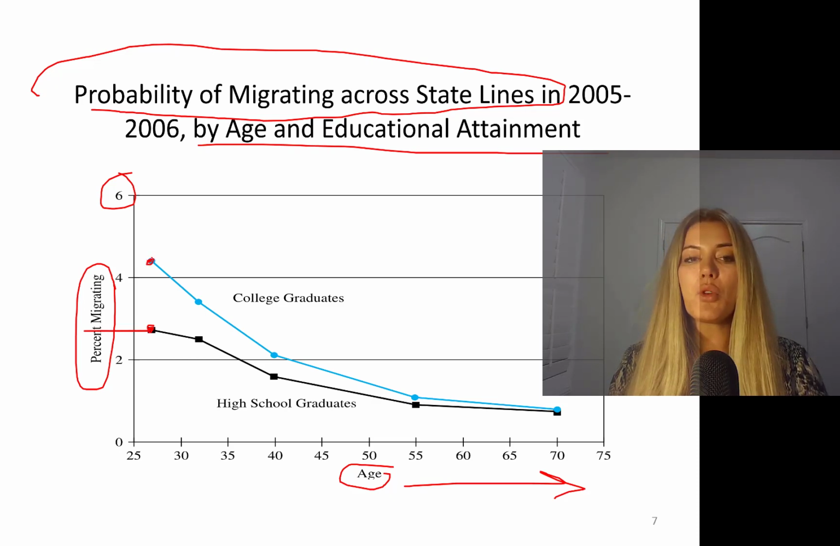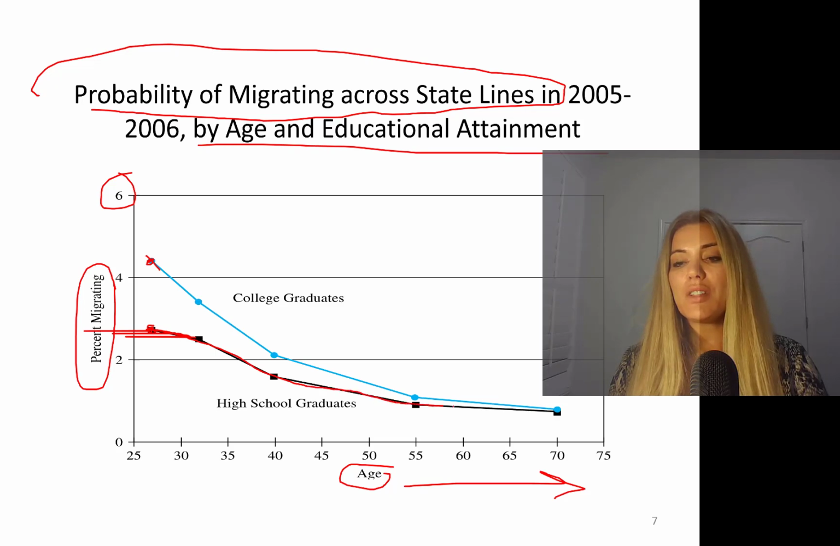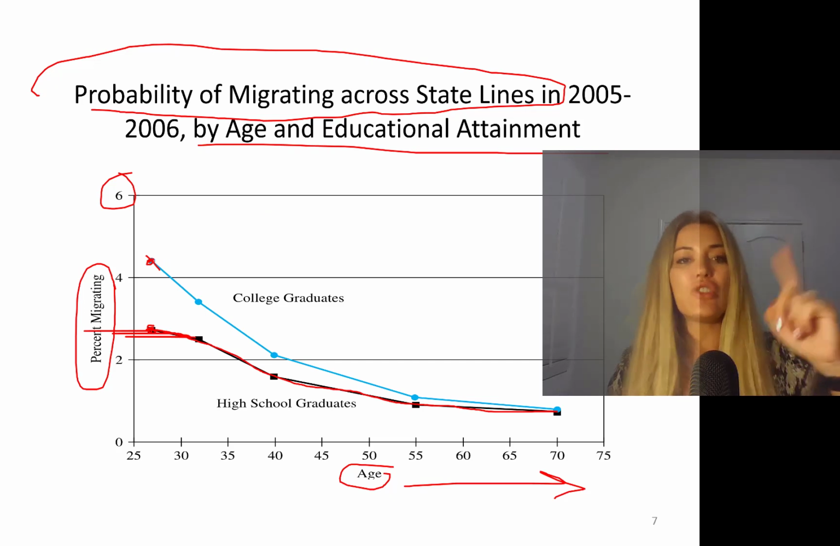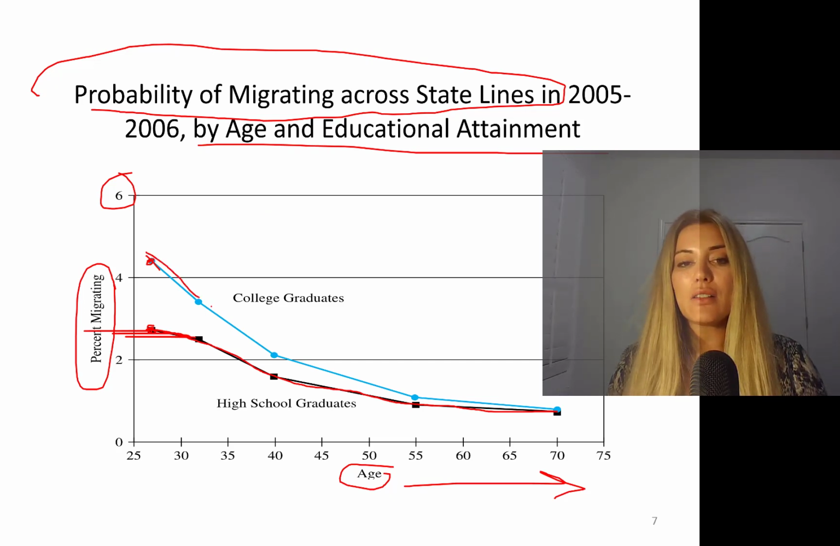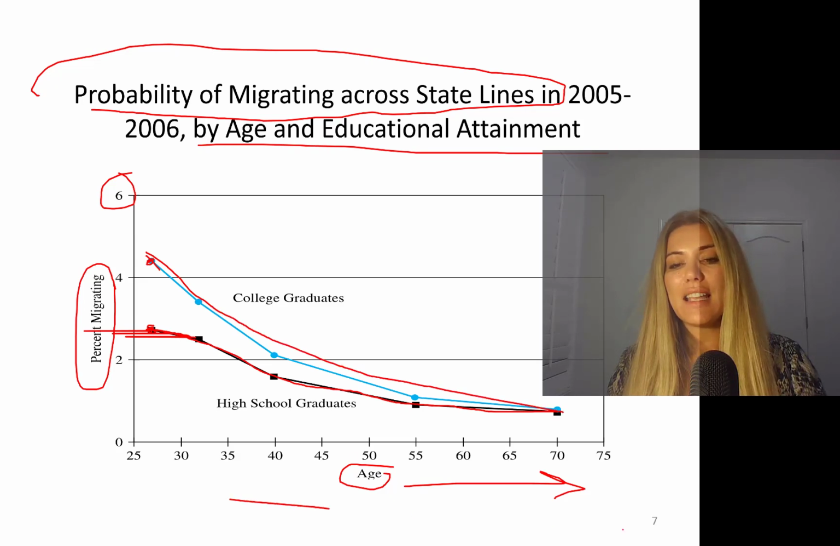College graduates are more likely to migrate crossing the state lines, right? Around 4.3%. High school graduates have lower probability of migration. And as you age, look at the high school graduates. Probability of migration goes down by 70. People are pretty settled in where they are. 1% chance of migration. This internal migration. And college graduates are more likely to migrate. Probability goes down as they age.